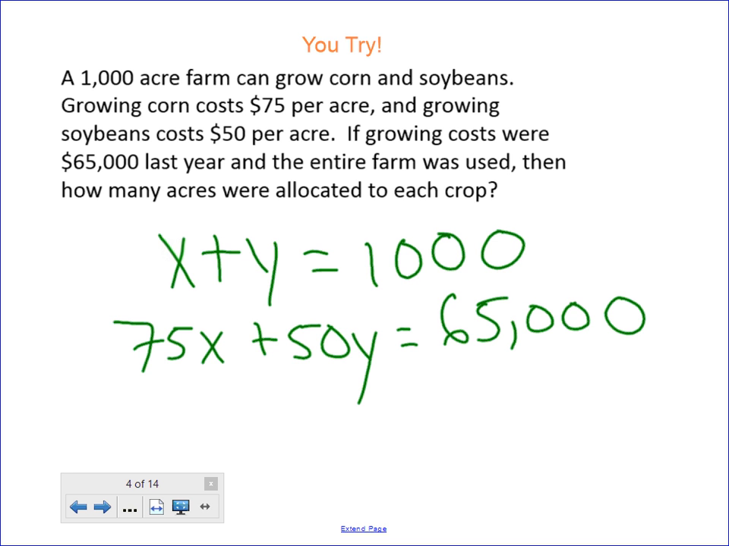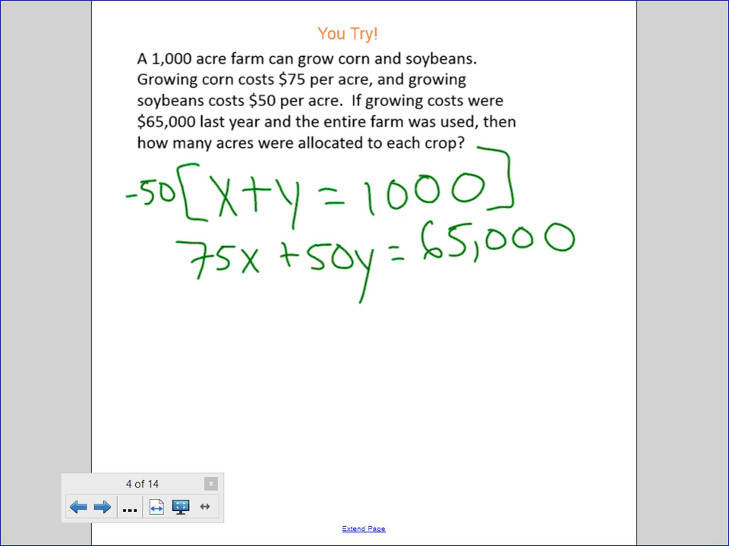Now we have a system of equations, and we can solve this either using substitution or elimination. Why don't we do elimination for this one? So I'm going to eliminate y. I could eliminate x, it really makes no difference, but I'm just picking y this time. So I'll multiply this top equation by negative 50. Notice I put brackets around the whole thing because I'm going to be multiplying the entire equation by negative 50. Then I'm going to add it to our second equation.